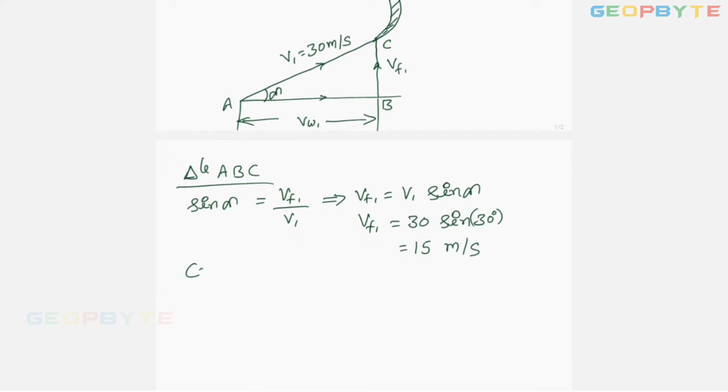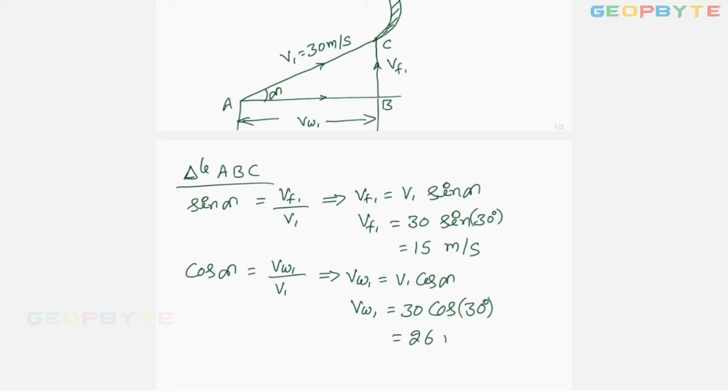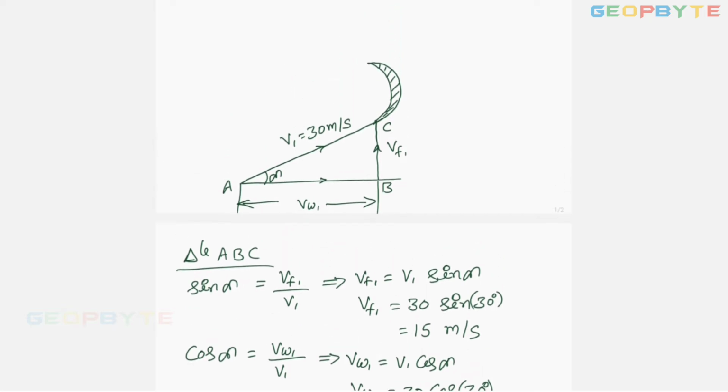From the same triangle, cos alpha equal to Vw1 by V1. From this, Vw1 equal to V1 cos alpha. Vw1 equal to 30 cos 30 degrees. Simplify this value to get Vw1 equal to 26 meters per second. Right.